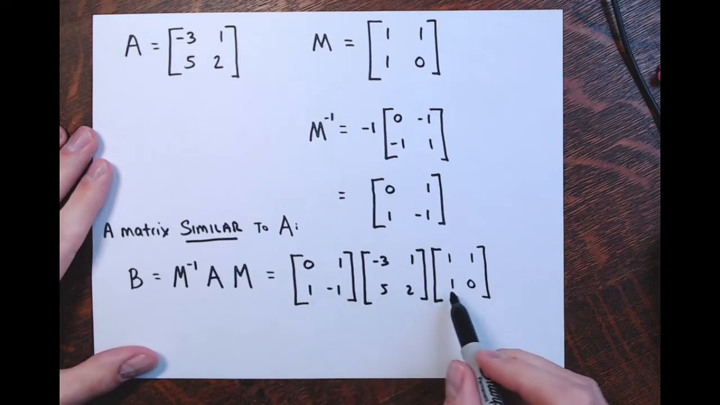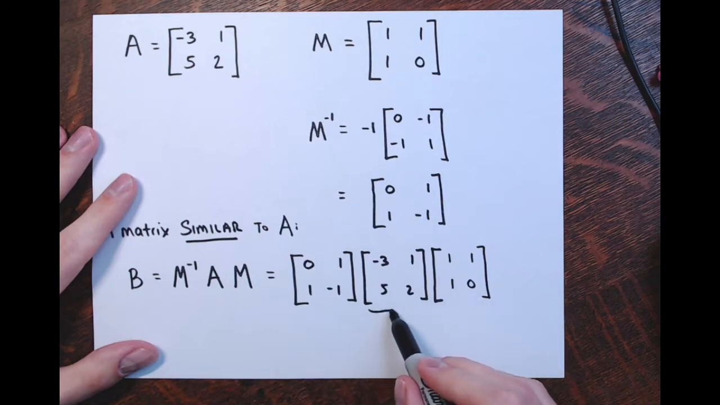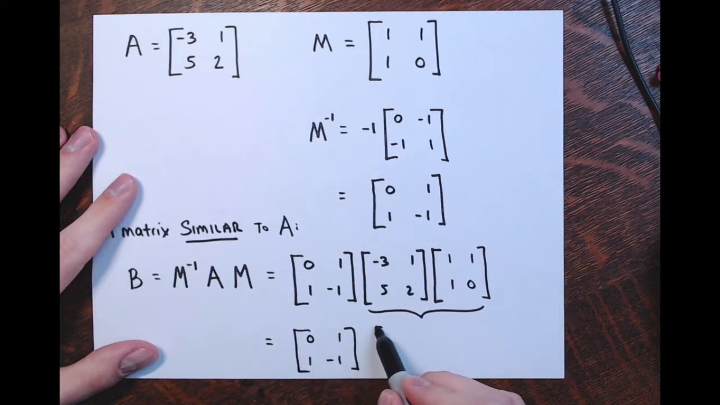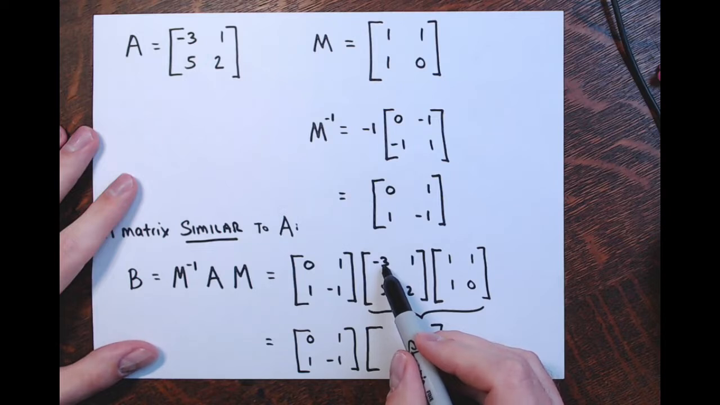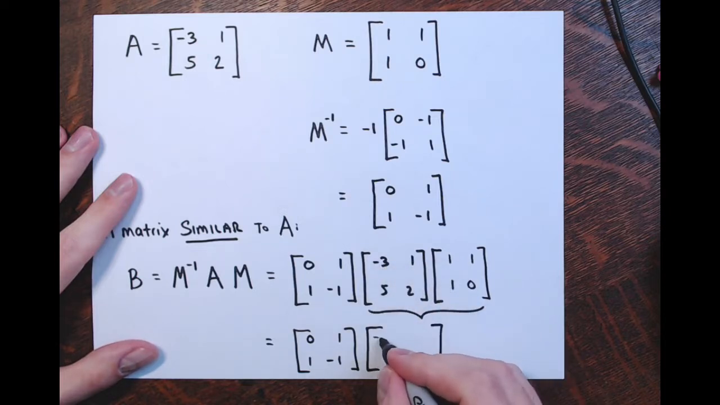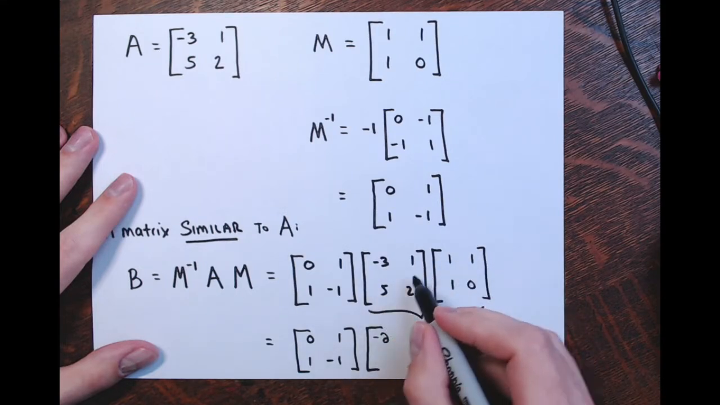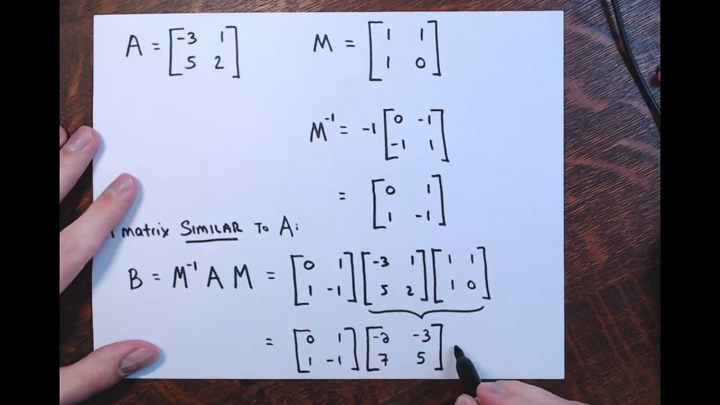Now, remember, matrix multiplication is associative. I'll just go right to left here. Let's multiply these two. So it's going to be 0, 1, 1, negative 1. And the 2 by 2 times the 2 by 2 is another 2 by 2. You know how to do matrix multiplication by now. That's negative 3 plus 1, so negative 2 there. Negative 3 plus 0. And then 5 plus 2. 5 plus 0. And then multiplying these two gives me another 2 by 2.